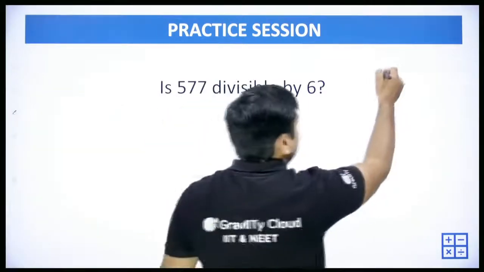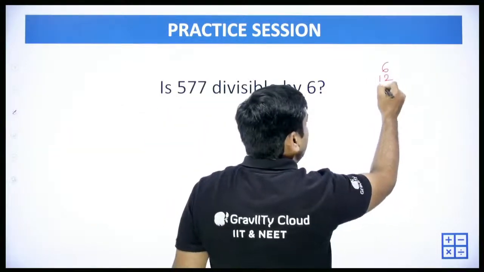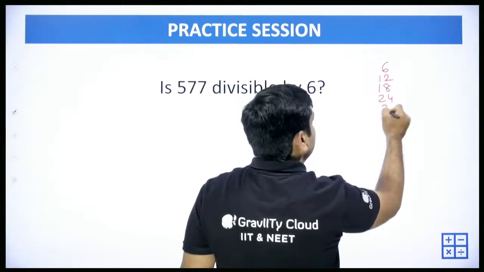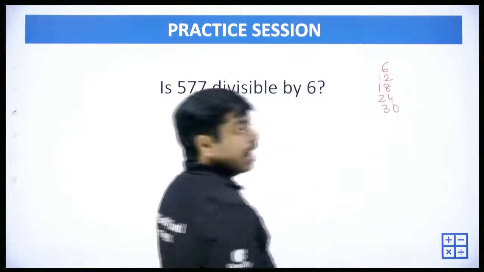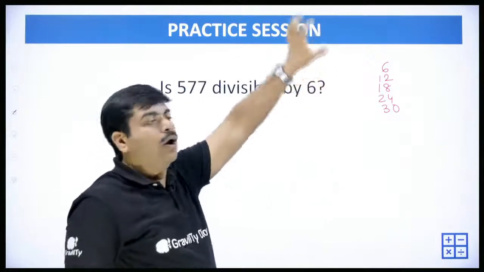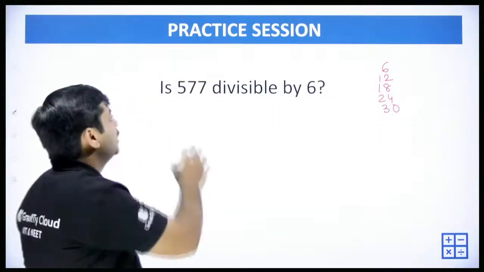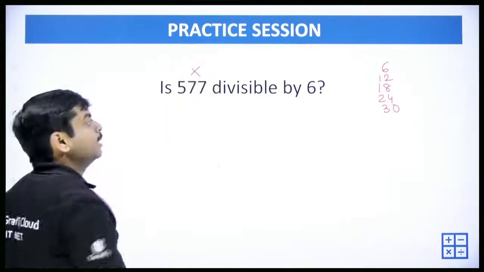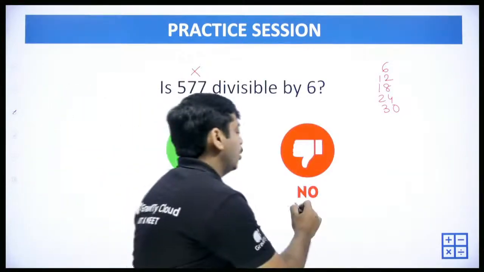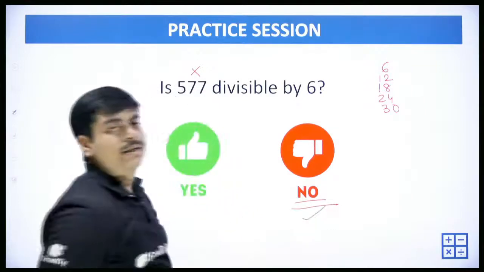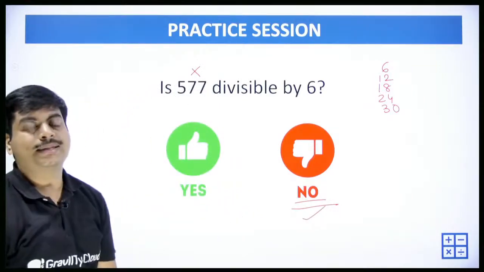You check: 6 1s are 6, 6 2s are 12, 6 3s are 18, 6 4s are 24, then 30, 36, whatever the numbers are. As this is an even number, all the multiples will also definitely be even numbers. 577 is not an even number. So is it divisible? No, it is not divisible by 6.